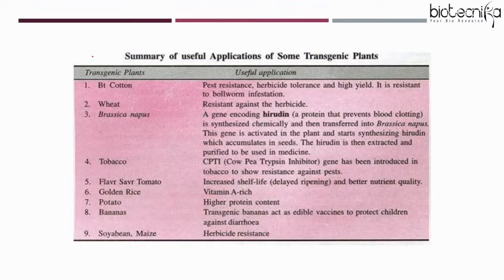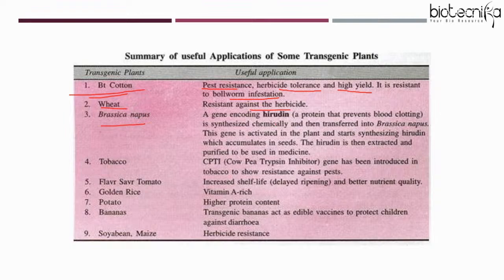And this is just a summary of some important transgenic plants with their applications. So if you see, we have BT cotton. Why do we have BT cotton? Because it is pest resistant, herbicide tolerant, provides better yield, and the most important function is that it is resistant to bollworm infestations. Wheat is resistant against herbicide.